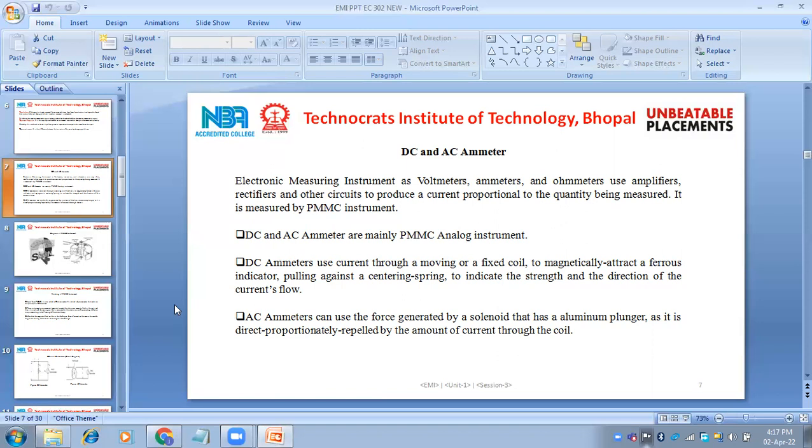DC ammeter uses current through a moving or a fixed coil to magnetically attract a ferrous indicator, pulling against a centering spring to indicate the strength and the direction of the current flow. AC ammeter can use the force generated by a solenoid that has an aluminum plunger, as it is directly proportional to the amount of current through the coil.